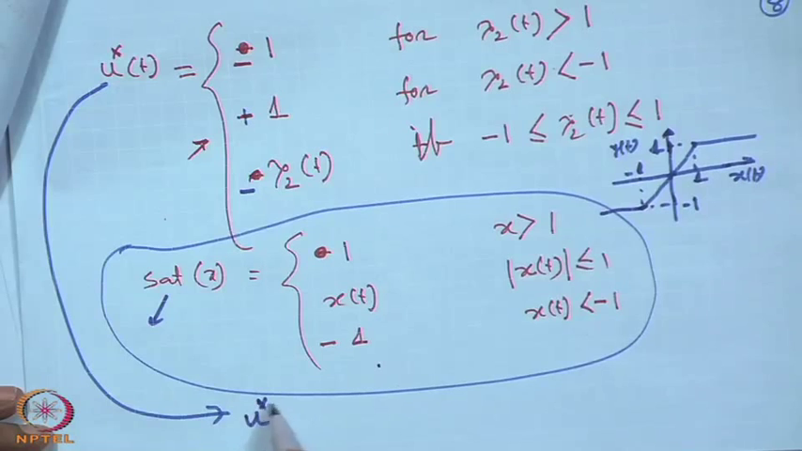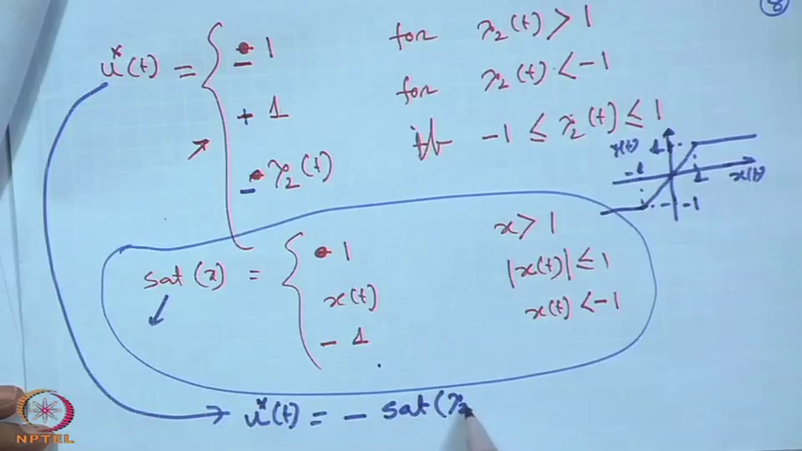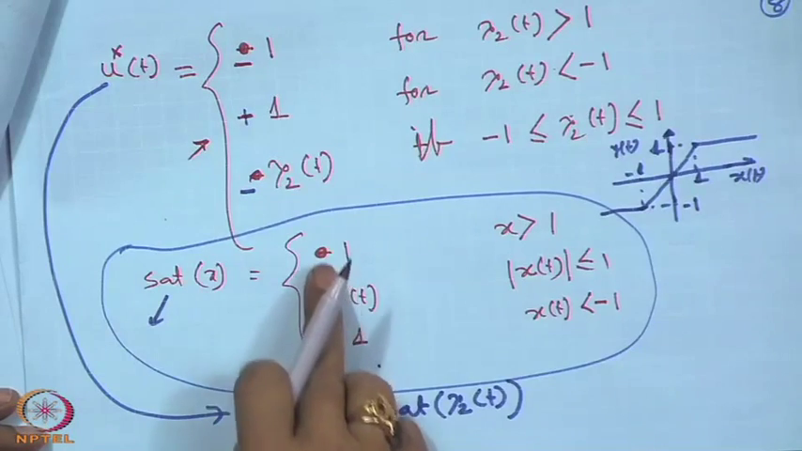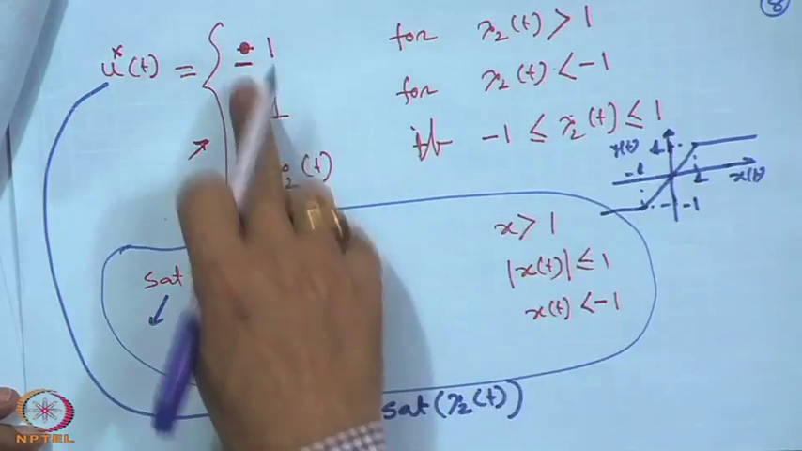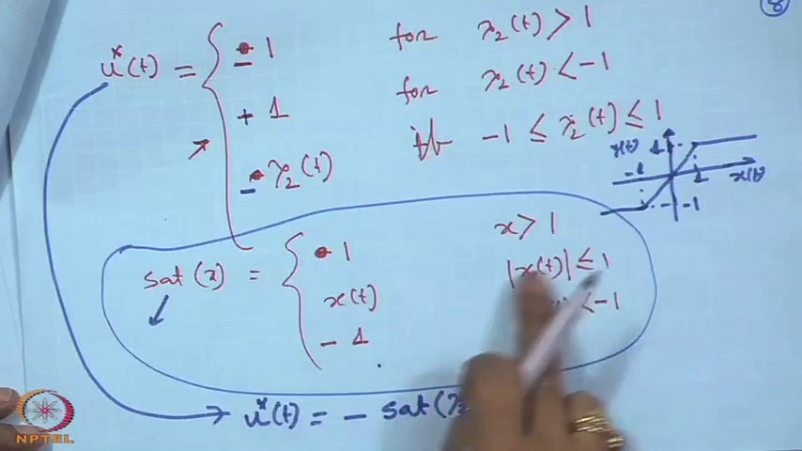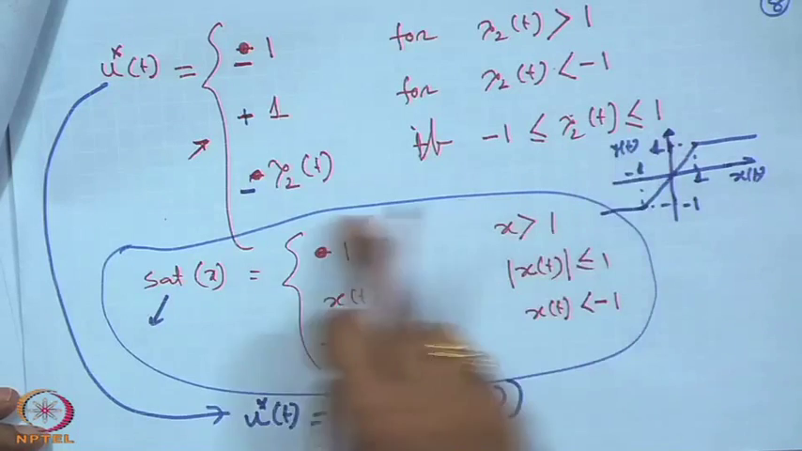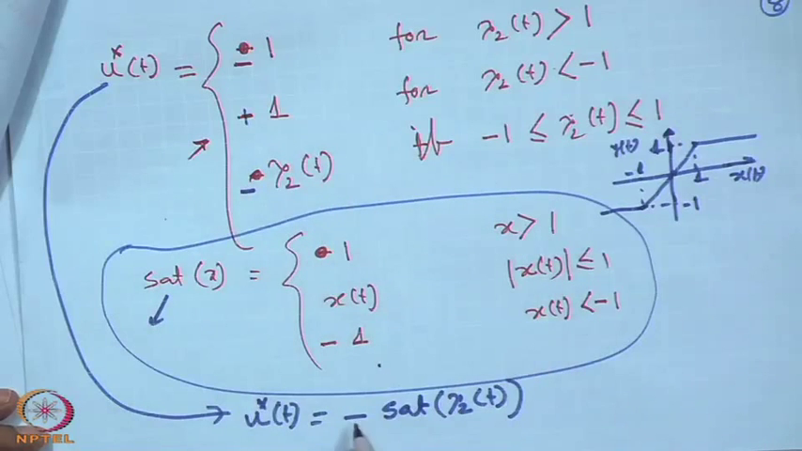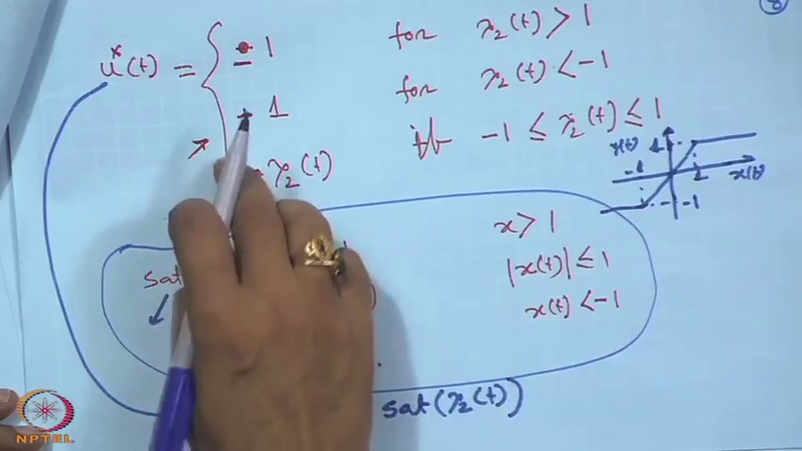If you see this one, u star is nothing but minus of set lambda 2 of t. We can write it that way. You see, when it is greater than 1, this is minus. So, minus sign, when mod of this is less than or equal to 1, this is your x of t, but it is minus. So, it is the opposite, minus of set function, this indicates.